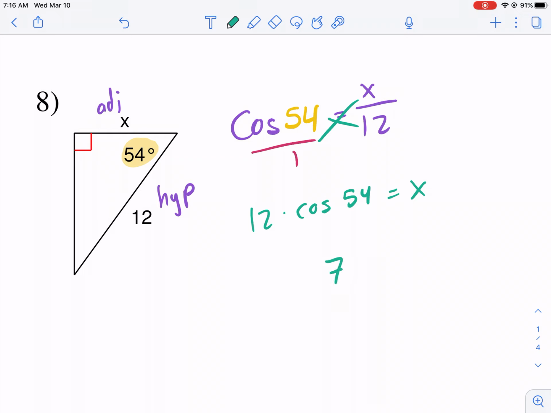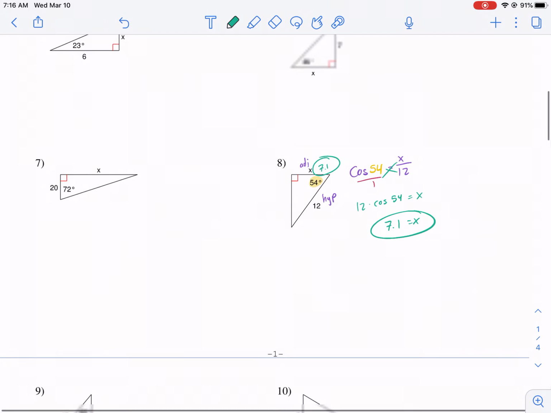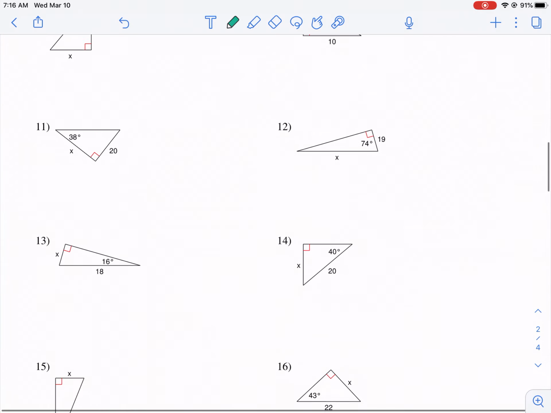And I get 7.1 rounded. It was 7.05. That's 7.1 rounded. That's smaller than my hypotenuse. That makes me feel good and warm inside. So I'm done with that one.